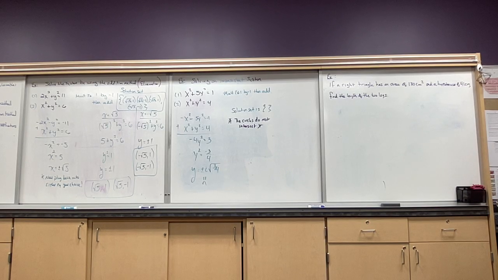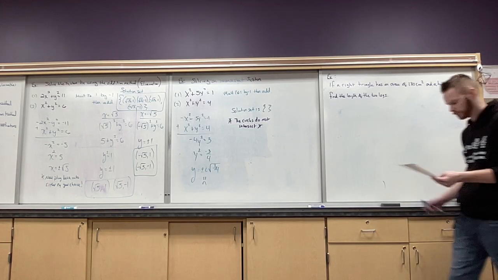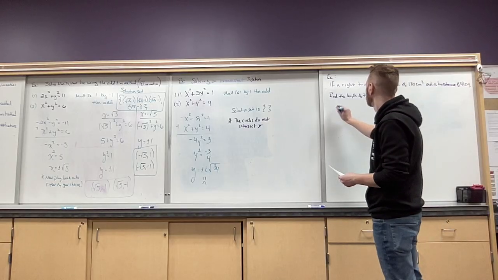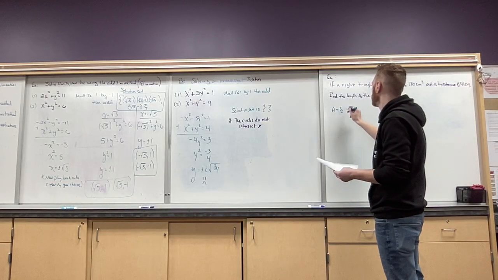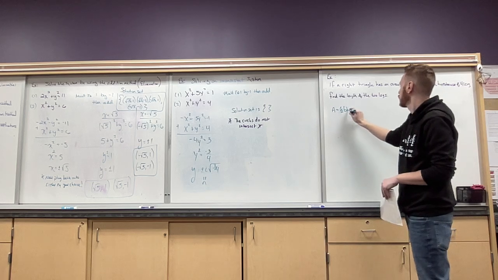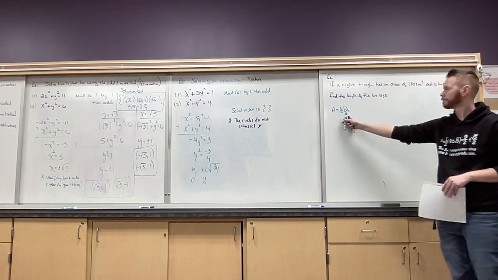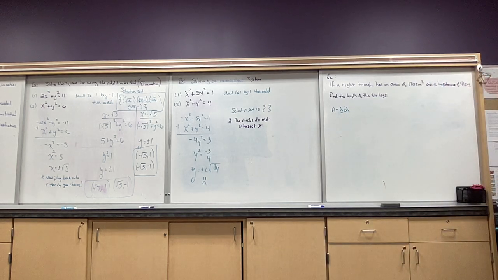So with application problems, I know people still have some issues with setting things up, and I can see why. But if we're talking about area and hypotenuse, let's think about area for a moment. Area is half your base times your height, right? So we're probably going to use this. Now, talking about hypotenuse, and it's a right triangle. Is there a theorem that I can use with right triangles?